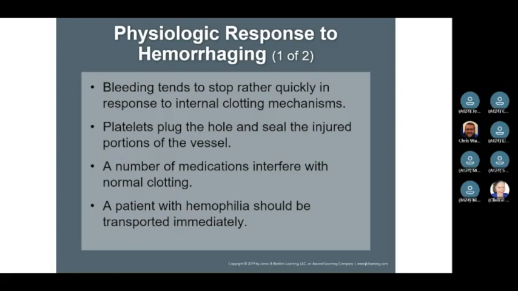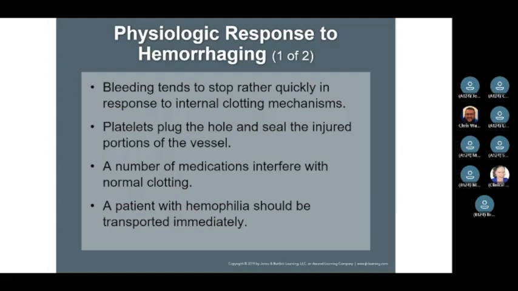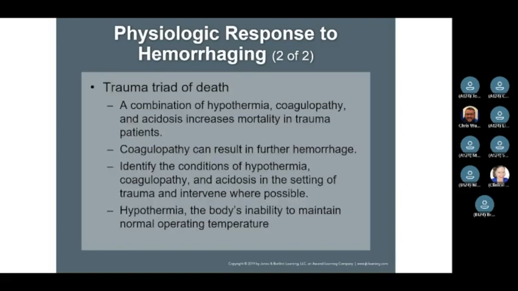Sorry, guys. Beta blockers can also cause vasoconstriction. There is a table in your book, table 27.1, that shows the classes of hemorrhaging. I would take a look at that. That's pretty significant, not necessarily for test purposes, but whenever you're providing patient care, that helps you determine how aggressively to treat your patient and then how to even talk to the doctors once you get to the hospital about how much blood loss was at scene or whatnot. A patient with hemophilia should be transported immediately.